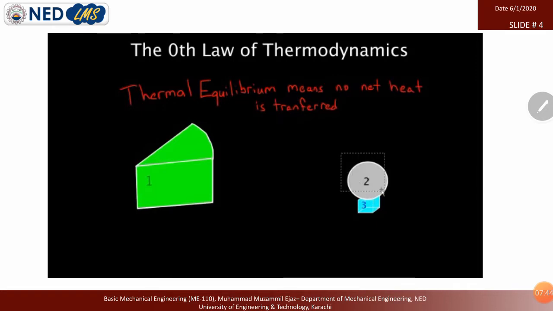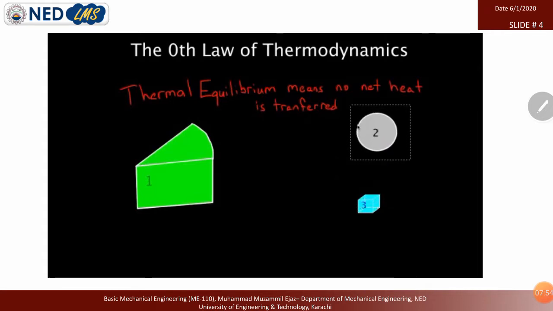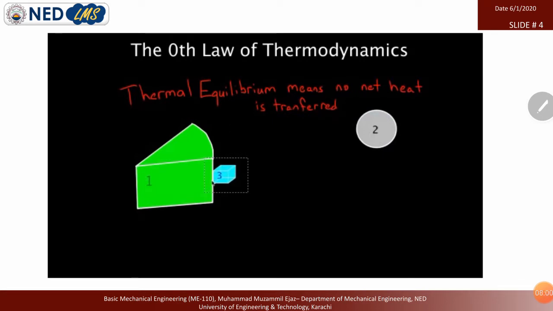That begs a question. You say to yourself, wait, so 2 is in thermal equilibrium with 1, no heat transferred. 2 is in thermal equilibrium with 3, no heat transferred. What if, now you start thinking and you ask, what if I put 3 in contact with 1? Will there be any heat transferred? That's the crux. That's the question that the zeroth law of thermodynamics addresses, and the answer is no. No heat's going to get transferred here either.